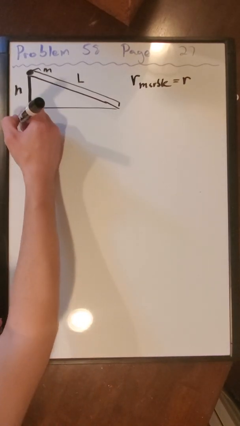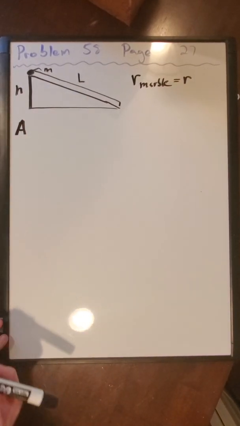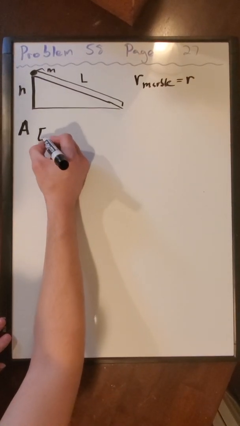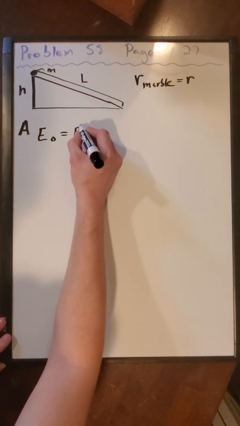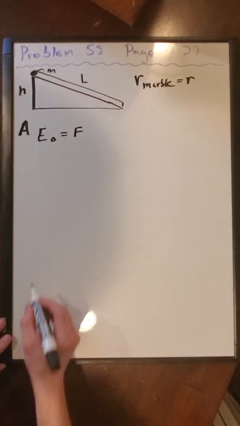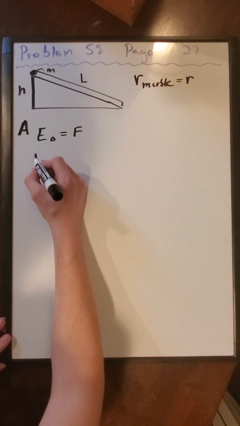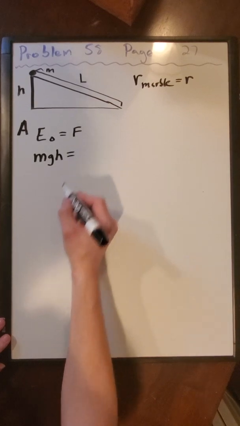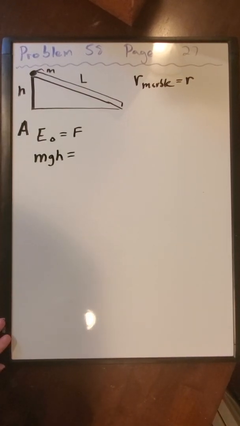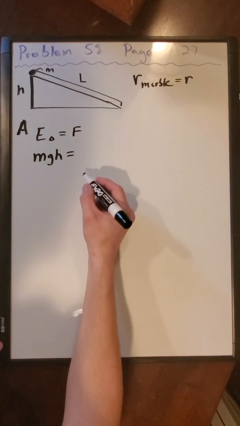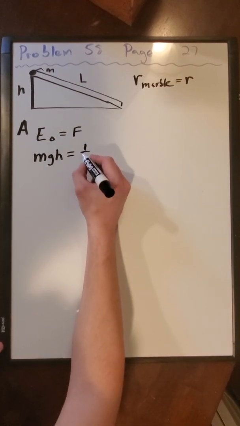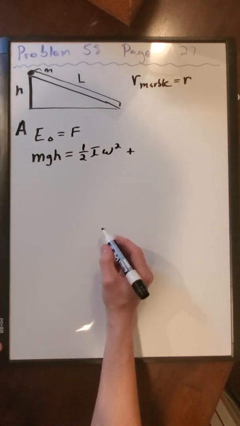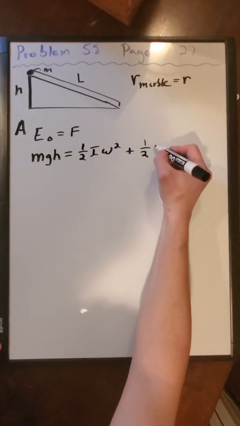So for part A, we want to know what the final velocity of the marble is. And in this case, we're going to use conservation of energy. So we have our initial energy is equal to our final energy. Initially, we're at the top and we're not moving, so we only have gravitational potential energy. So our initial energy is just equal to mgh. Finally, though, we have all kinetic energy, but because this is a marble and it's rolling, we're going to have rotational kinetic energy, which will be 1/2 I omega squared, plus our translational kinetic energy, which is going to be 1/2 mv squared.